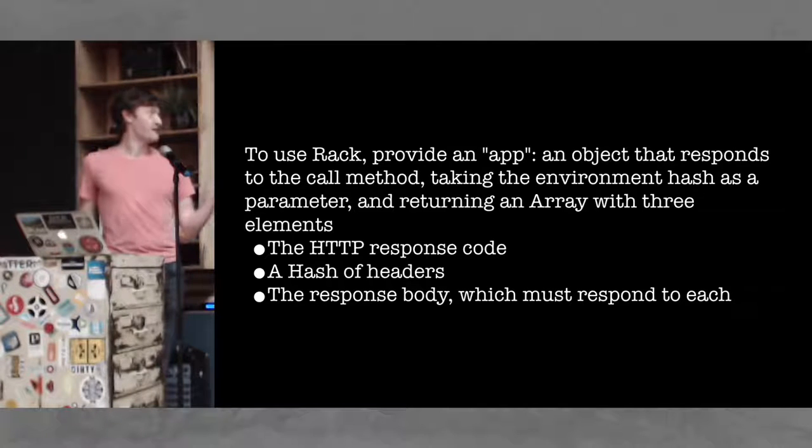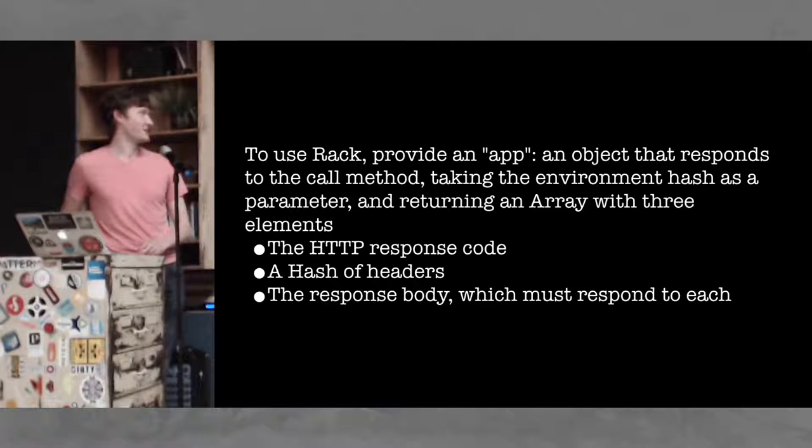In fact, these are literally all the rules that you have to know when designing an application to sit on top of Rack. And this is straight from the Rack docs. Your application needs to be an object that responds to a call method, receives an environment hash, and returns an array with an HTTP response code, a hash of headers, and then the body, which must respond to each. So that's super, super simple and takes all the pain out of having to design your own protocols.